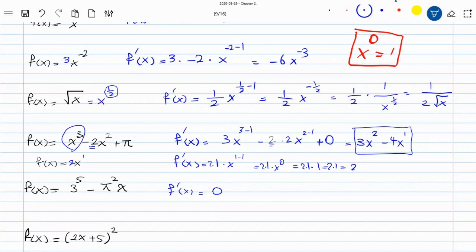So minus pi squared x. What is the derivative of pi squared x? Again, pi squared is a constant. Keep it there. Since it's multiplication, you should keep it. Derivative of x, we just discussed it, is 1 times x to the power 1 minus 1, which is 0. So it would get you negative pi squared times 1 times 1, which is negative pi squared.